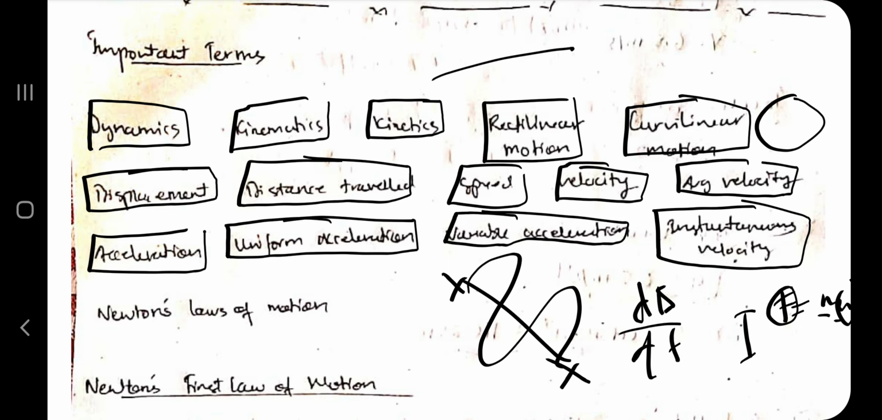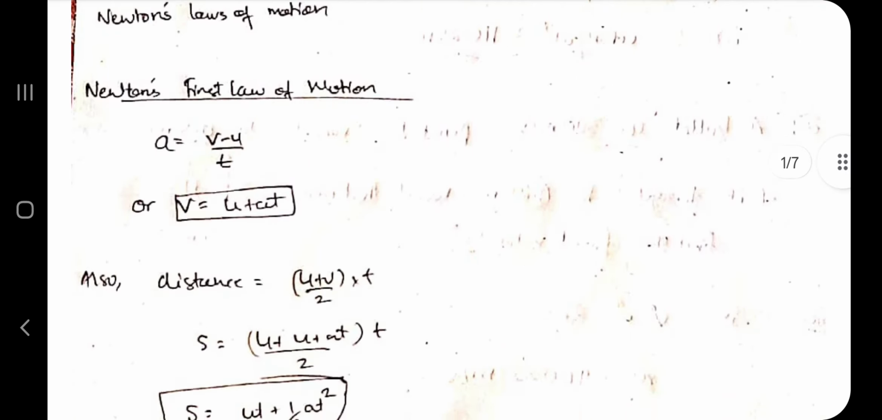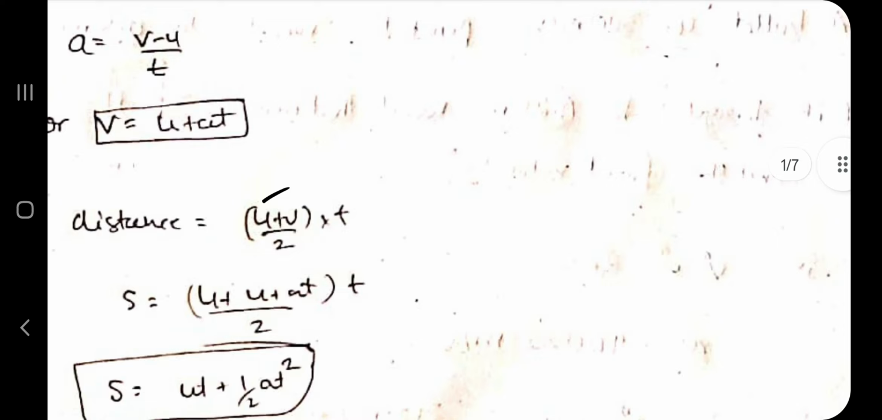These are the three Newton's laws of motion, and in formula form it will be like this: a equals v minus u by t, the change in velocity by time, known as acceleration. So we get v equals u plus at. Also, distance travelled s equals (u plus v) by 2 into t. This is the average velocity into time, which will give us the distance.